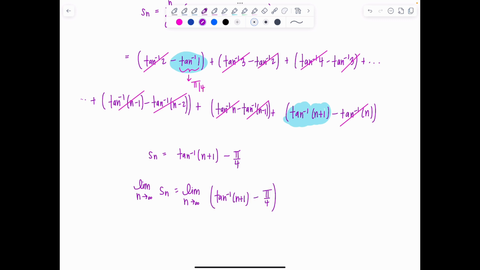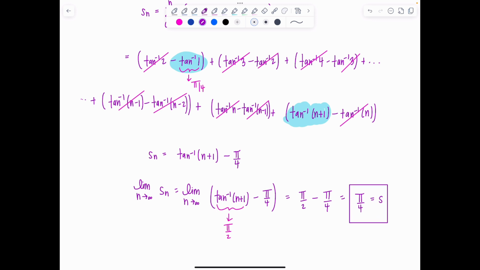You remember we just graphed tan inverse a hot second ago? So as n gets really, really large, you remember what it approaches? Pi over 2. Remember it had that horizontal asymptote. Perfect. So this is pi over 2 minus pi over 4, which is pi over 4. So that's the sum of my series.